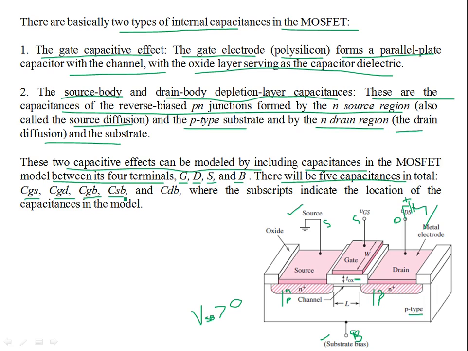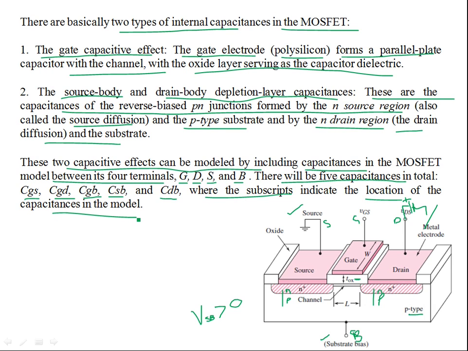If source and bulk are connected together, then you don't need to consider CSB, because they're at the same potential, so there is no field between them. Then you have the capacitance between the drain and bulk. Now these subscripts indicate the location of these capacitances in the model.